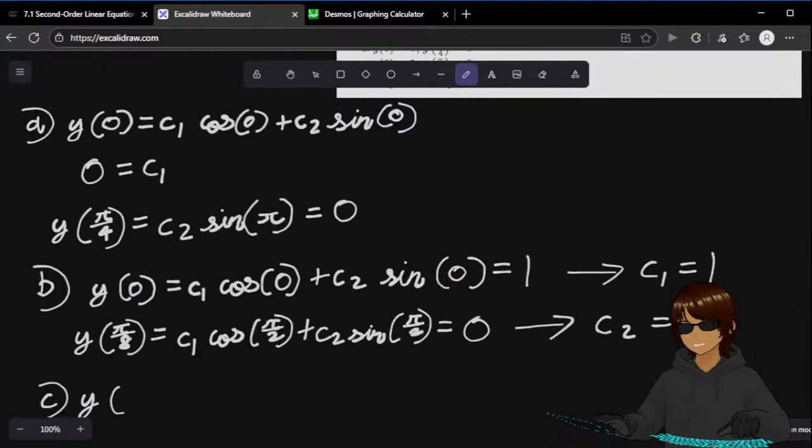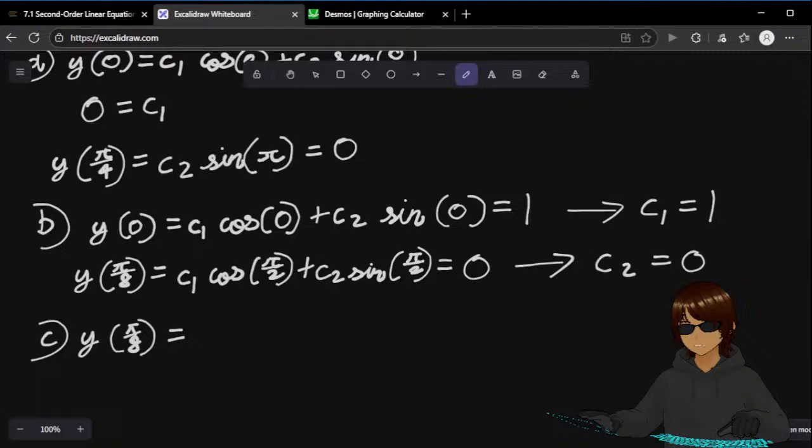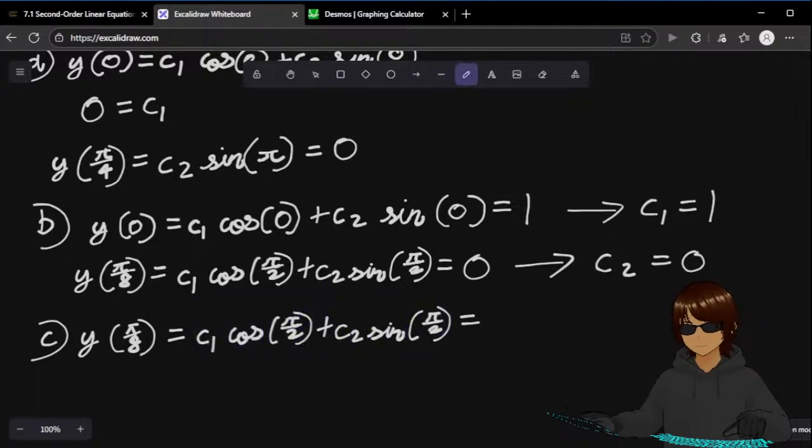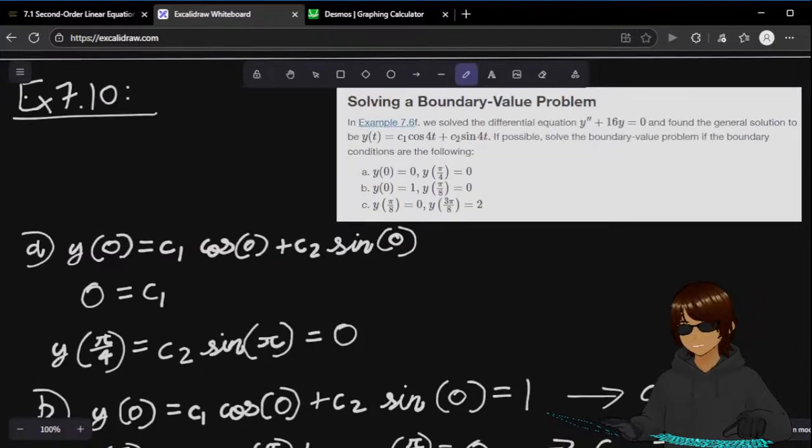Now for question C. y(pi over 8), well, it's just this, right? I'll just copy this. And then what is this? 0. This is 0, so y(pi over 8) is 0.